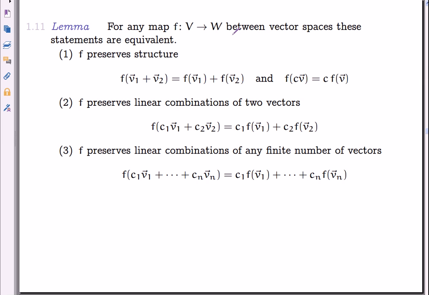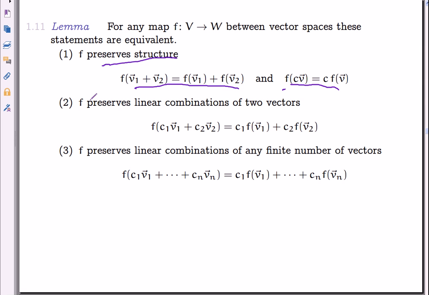All right, here's another lemma. For any map F between two vector spaces, the following statements are equivalent. First, F preserves structure. We've already talked about this. We know that isomorphisms preserve structure. So these are two conditions that are necessary conditions for an isomorphism. Note also that for an isomorphism, you also need to show that F is one-to-one and onto. But these two conditions are necessary in order for F to be an isomorphism.